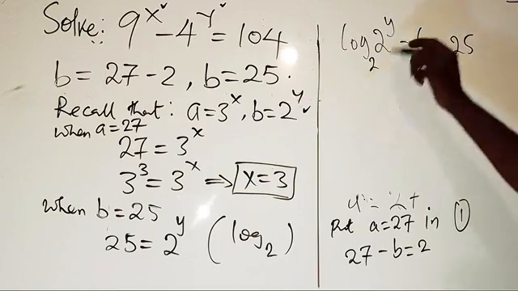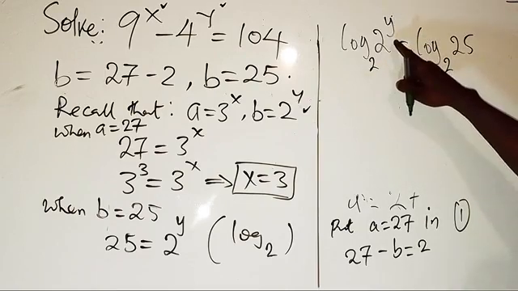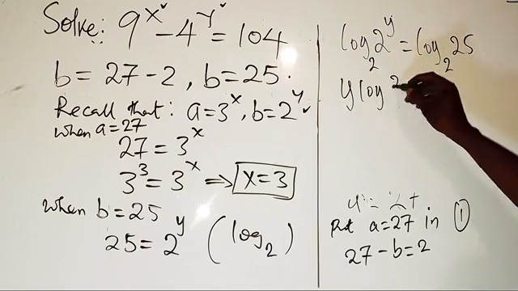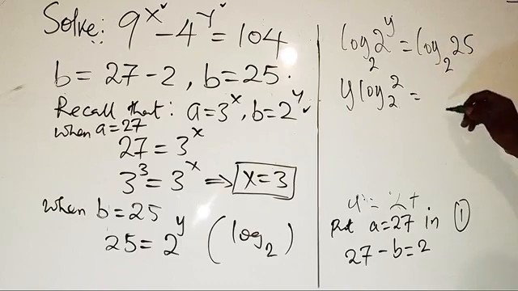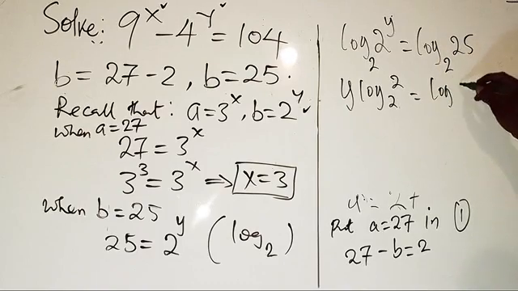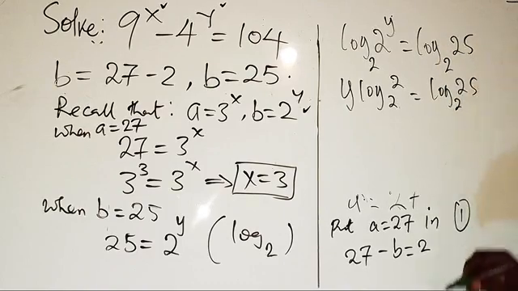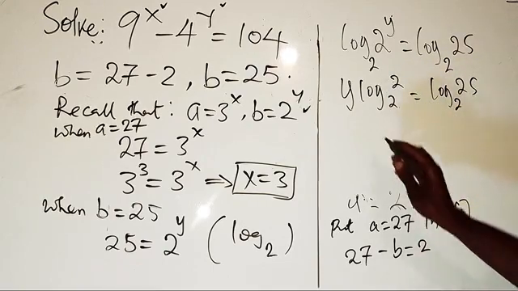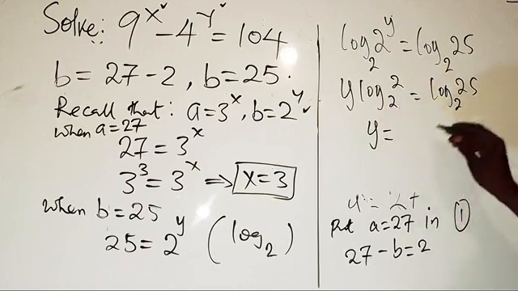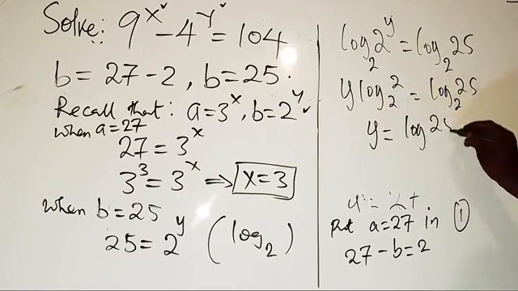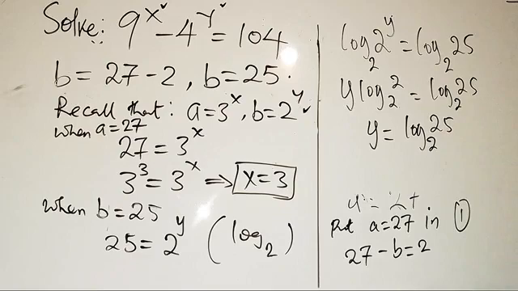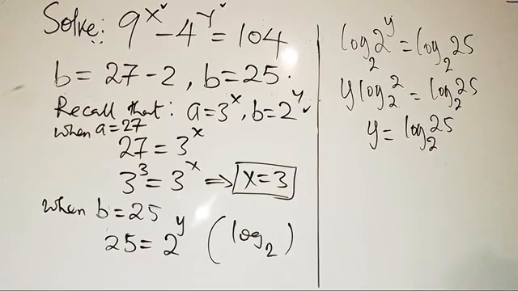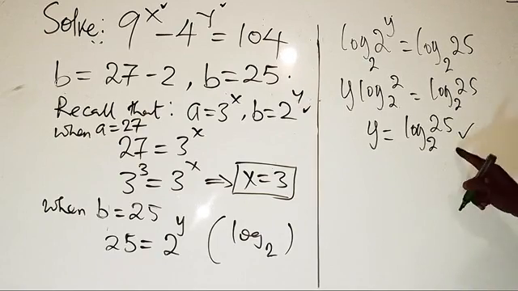From the log, this power will come here and turn to multiplication. We have y log 2 base 2 equals log 25 base 2. Now log 2 base 2 will actually give us 1. So we have y equals log 25 base 2. You can leave your answer in this form because this is accurate.